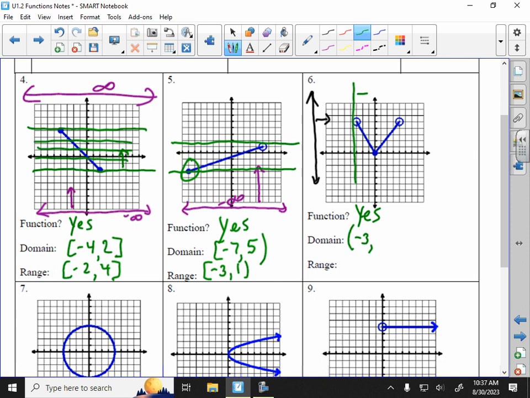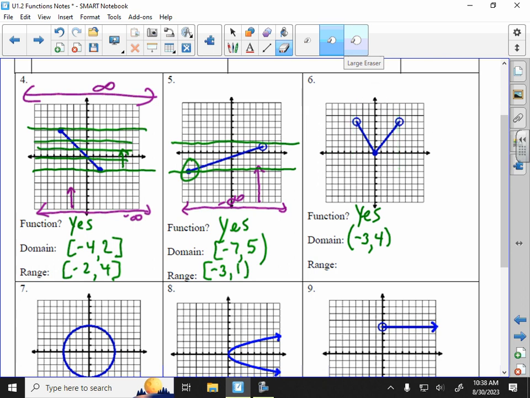Right, and then we continue to slide it across, and it stops hitting our graph right here. And that's at 1, 2, 3, 4. And because of the open circle, again, parentheses. Okay, now we'll do the range. So we'll work bottom to top.